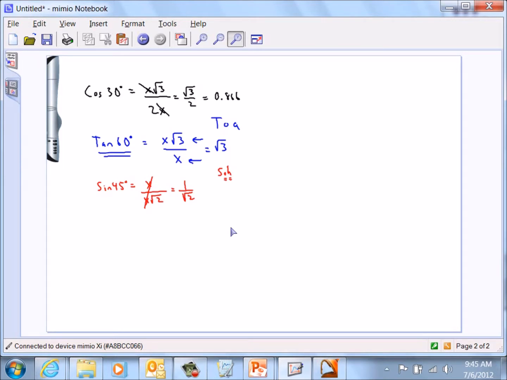And those of you that had pre-calc, you learned to write that as the square root of 2 over 2. You rationalized the denominator. There's no need to do that in this class because you can do 1 over the square root of 2 in your calculator just as easily as you can do the square root of 2 over 2. And if you try that in your calculator, you're going to get 0.707, which is the same thing you'll get if you punch in the sine of 45 degrees.